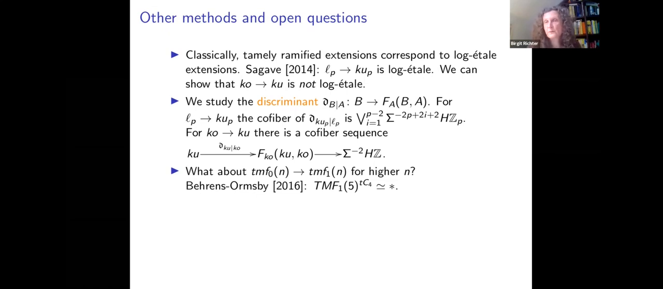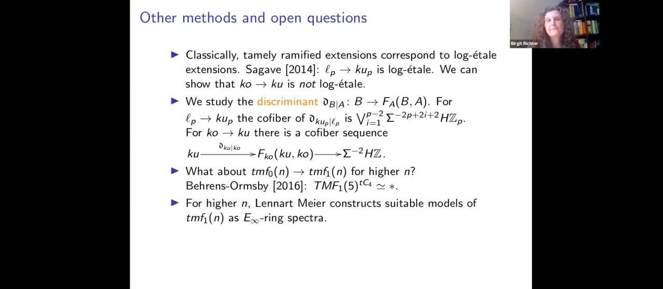Well, n shouldn't be a square. That's usually a bad case. So the next case would be n equals 5. And Behrens-Ormsby actually showed that the Tate construction on the corresponding periodic things is trivial. But we didn't see a way to push that down to the connective cover.